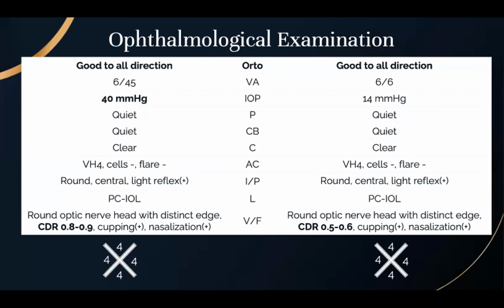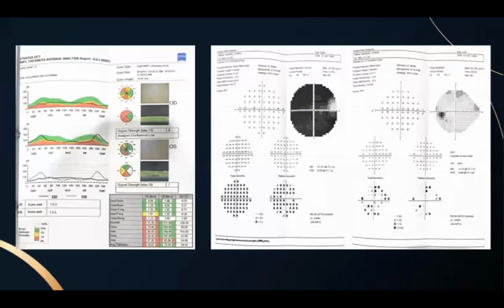From ophthalmological examination, the visual acuity of the right eye was 6/45 with IOP 40 mmHg. The lens was IOL. The fundus had cup-disc ratio 0.8 to 0.9 with cupping and nasalization. From the left eye, the visual acuity was 6/6 with IOP 14 mmHg. The lens was IOL and the fundus had cup-disc ratio 0.5 to 0.6, cupping and nasalization. Gonioscopy of both eyes was grade 4 in all quadrants.